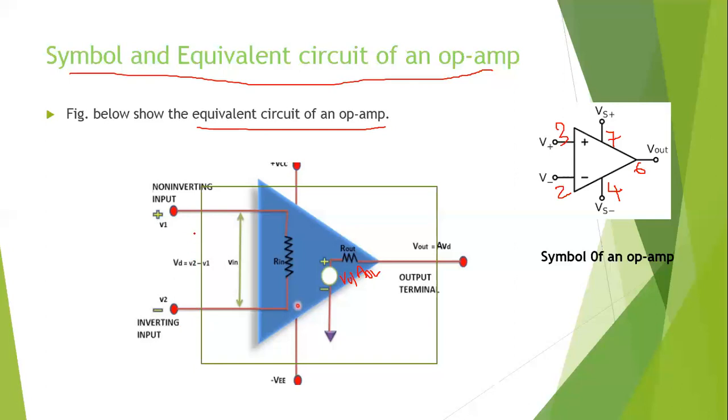The difference between these 2 voltages is represented as VD, that is the differential input voltage, which is equal to V2 minus V1, or you can represent it as V1 minus V2 also. So the output is taken directly with V0 equal to A into VD, where A represents the differential gain and VD represents the differential input voltage. So this is the equivalent circuit of the op amp.